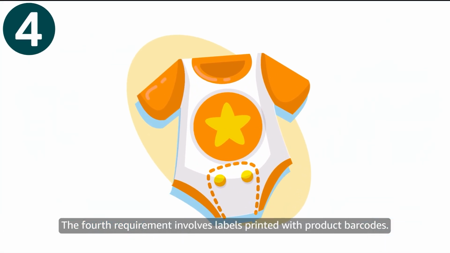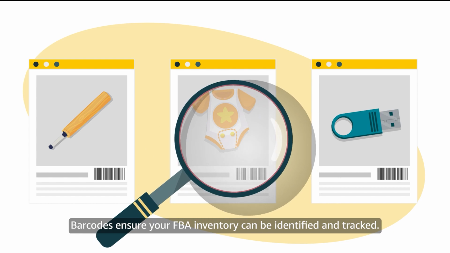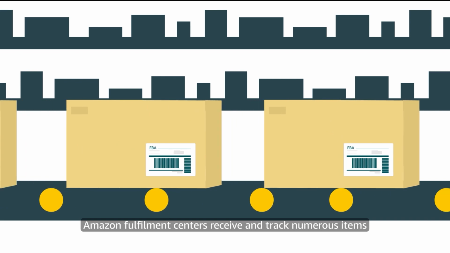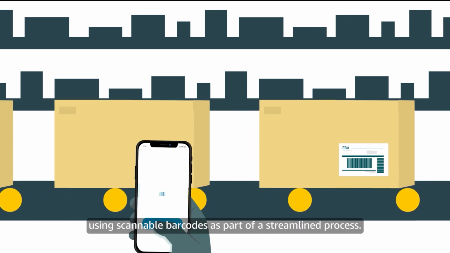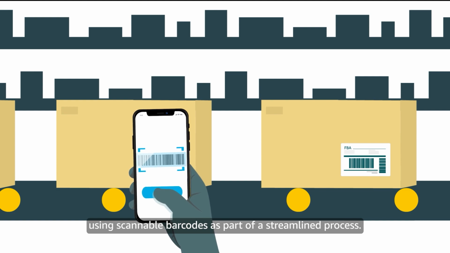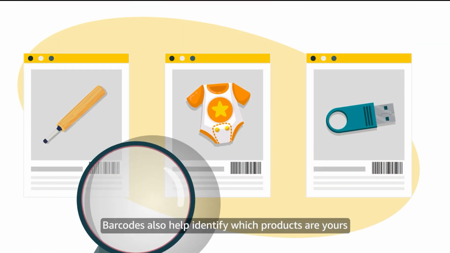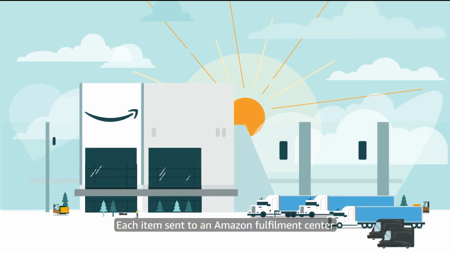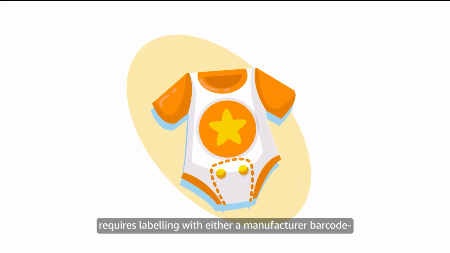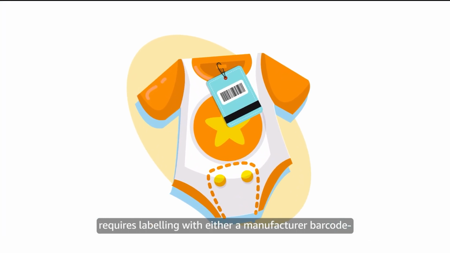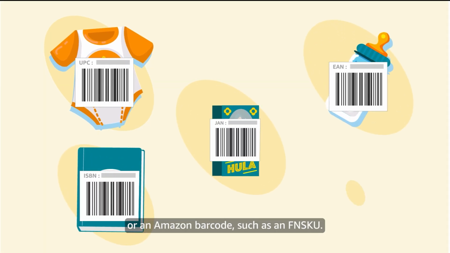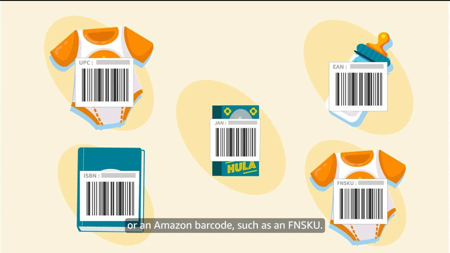The fourth requirement involves labels printed with product barcodes. Barcodes ensure your FBA inventory can be identified and tracked. Amazon fulfillment centers receive and track numerous items using scannable barcodes as part of a streamlined process. Barcodes also help identify which products are yours, so you'll get credit when they sell. Each item sent to an Amazon fulfillment center requires labeling with either a manufacturer barcode, such as a UPC, EAN, JAN, or ISBN, or an Amazon barcode, such as an FN/SKU.